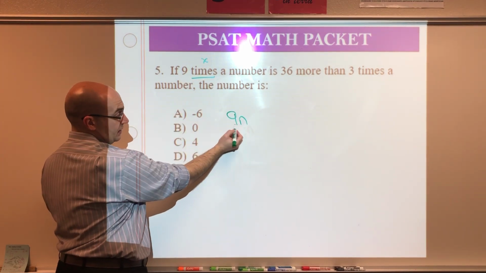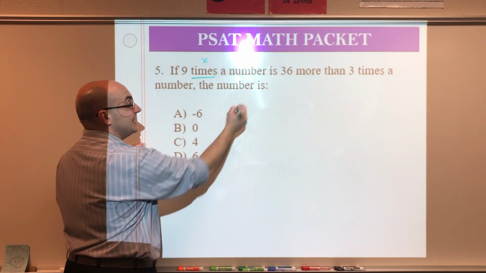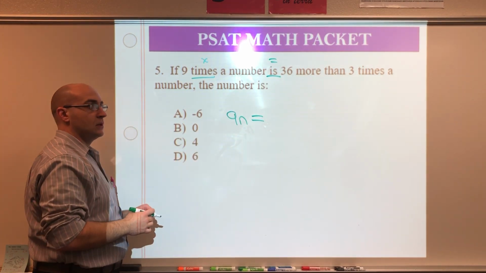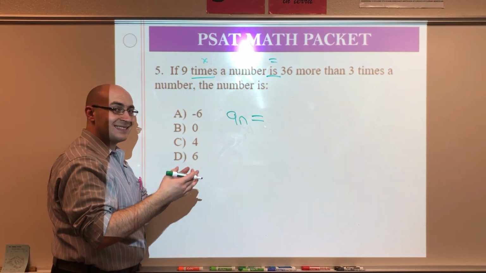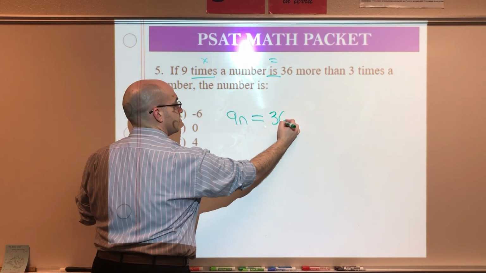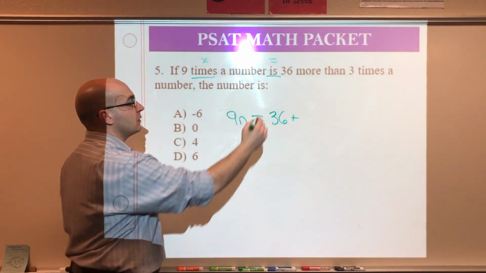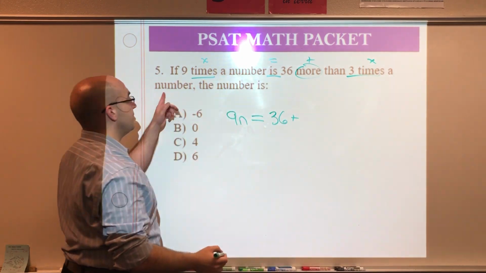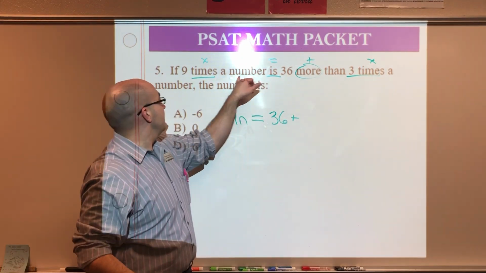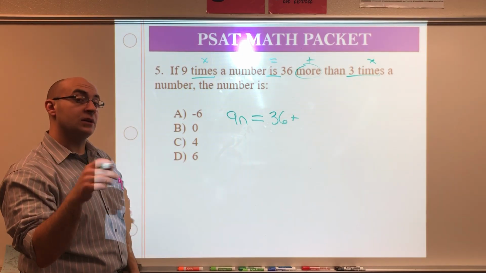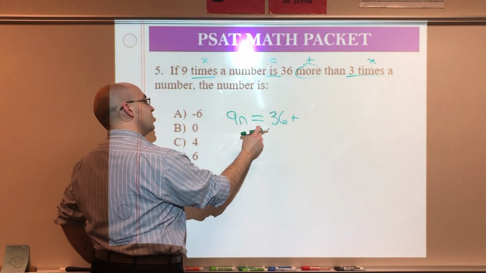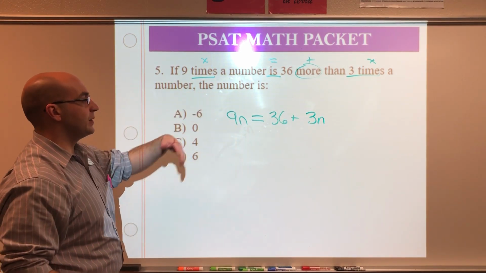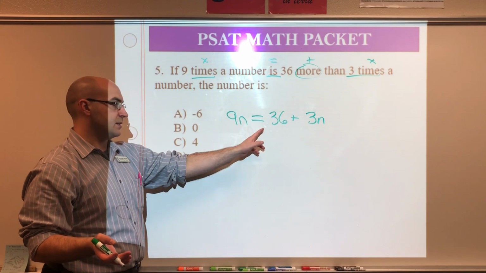So 9 times, right, this is multiplication because I'm putting those together, is equal sign, 36 more. Well, 36 more is 36 plus, adding, yes? 36 more than 3 times a number. Okay, see how we have number here? We're going to use the same variable because it's looking for the same thing. So 9n equals 36 plus 3n. The number is what? Okay, so there is no more equal sign because we stopped here.